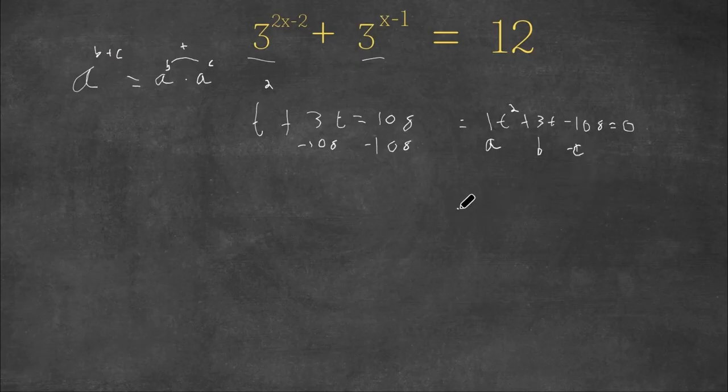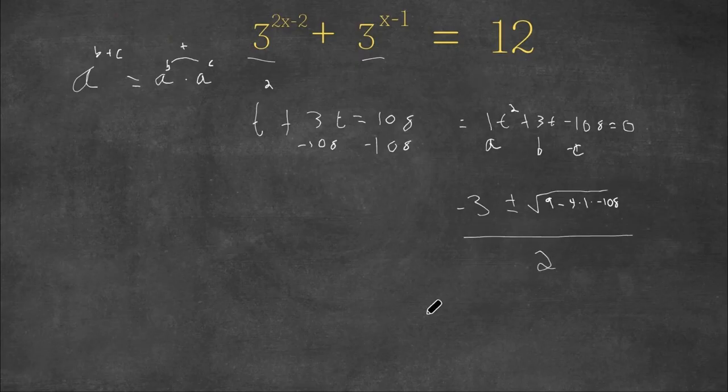So we're going to do negative b, so negative 3, plus or minus the square root of b squared, so 3 squared, which is 9, minus 4 times a, which is 1, times c, which is negative 108. So negative 108. And we're dividing this by 2 times a, which is simply 2 times 1, which is 2.